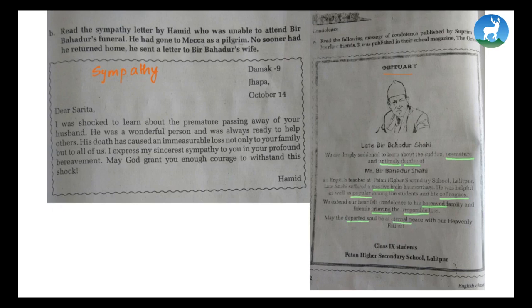Now moving forward, we will read the sympathy letter. Dear Sarita, I was shocked to learn about the premature passing away of your husband. He was a wonderful person and was always ready to help others. His death has caused an immeasurable loss not only to your family but to all of us. I express my sincerest sympathy to you in your profound bereavement. May God grant you enough courage to withstand this shock.